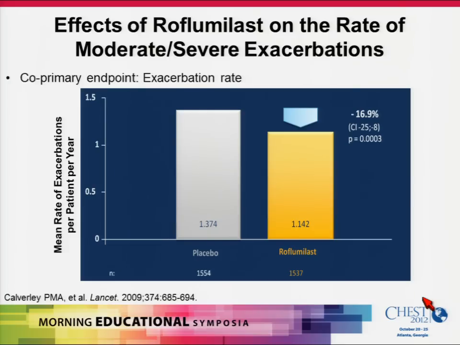Roflumilast, on the other hand, which is a PDE4 inhibitor, is strictly right now approved for patients with severe COPD who have chronic bronchitis and a history of exacerbation. That phenotype of COPD tends to have a better effect in reduction of exacerbation in COPD patients, but it has not really been approved for asthma, although there have been some cases and some posters and abstracts published on the potential use of PDE4 inhibitors in asthma. These drugs are not approved, at least at this point, in this disease.